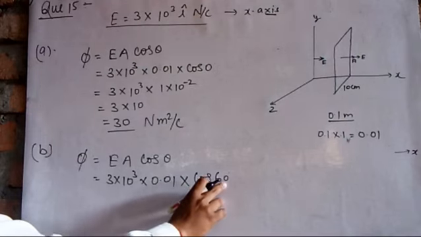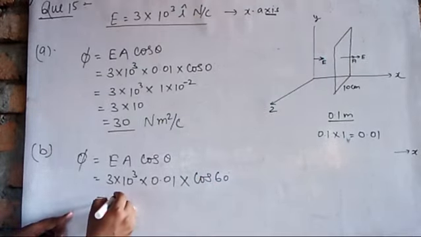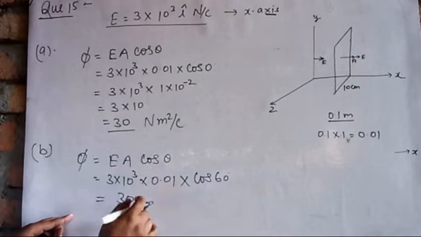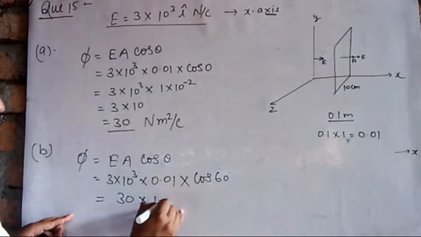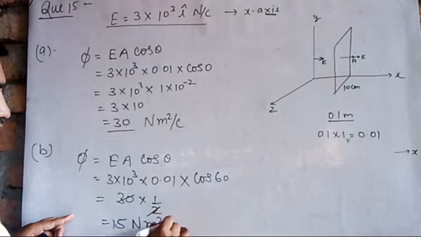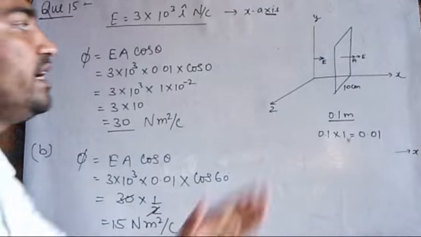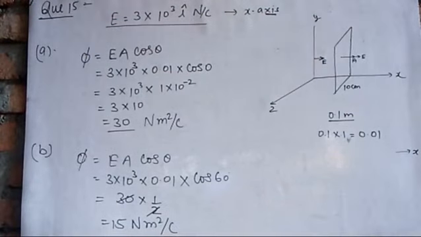Then we put the value of theta as 60 degree, and we get the solution of this portion as 30, as we solved in the previous portion, and cos 60 degree is equal to 1 by 2. Then it is 15 Newton meter square per Coulomb. This is the electric flux when this plane is tilted by 60 degree to the x-axis.